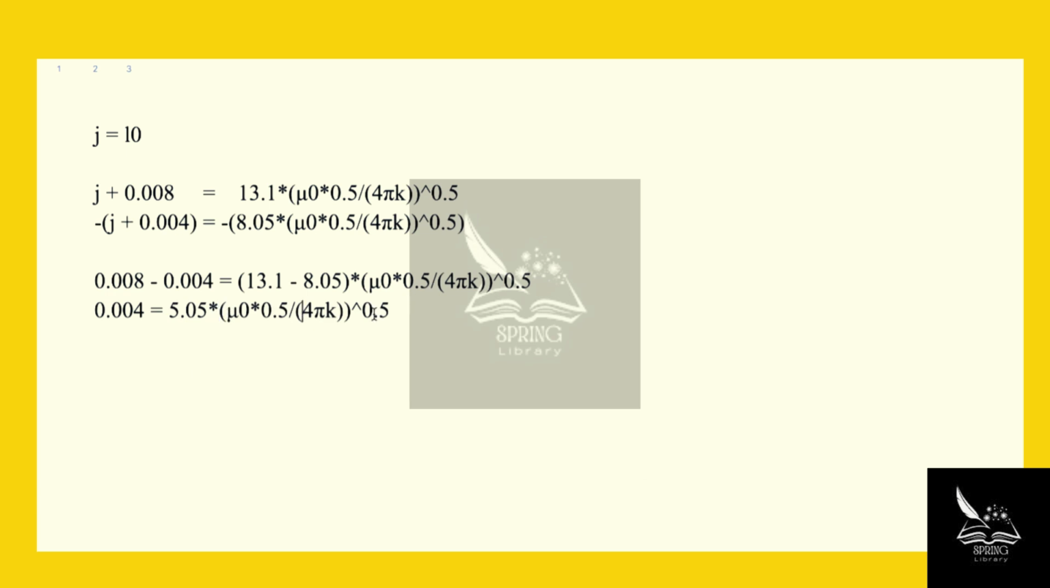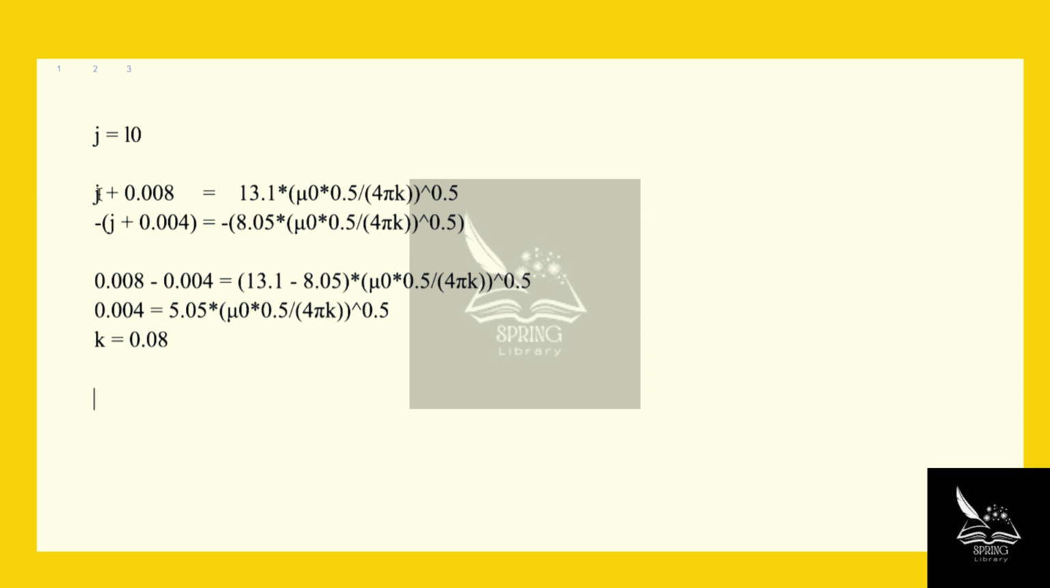So mu naught is a constant, so we can just rearrange this, square both sides to get rid of this, multiply by 4 pi k. I'm not going to do out all the algebra, but when you solve this equation, you should get k is equal to 0.08. So that's our spring constant.